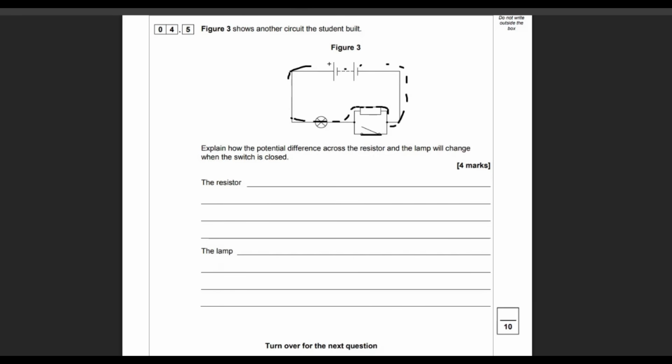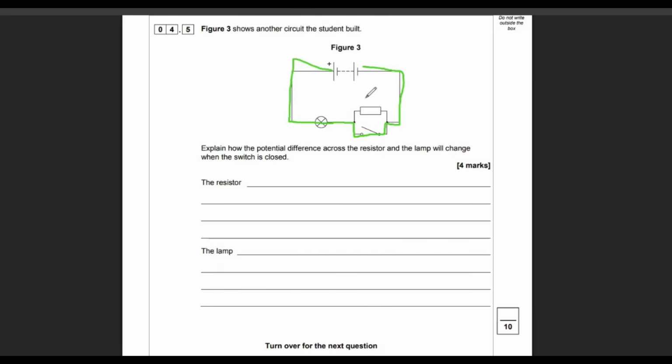When you close that switch, by the way, why don't you pause the video, have a go at answering this, and then you can watch my explanation. When you close the switch, it doesn't have to go through the resistor. It's a short circuit. The switch has no resistance, or the same resistance as the wire, so essentially virtually has no resistance relative to the resistor. So now it can go this way through the light bulb.